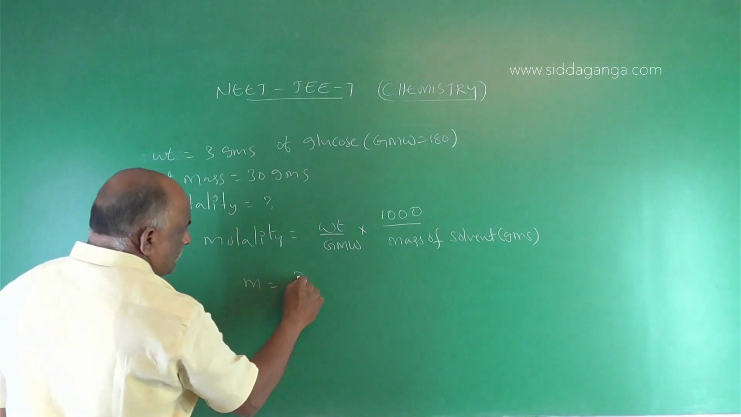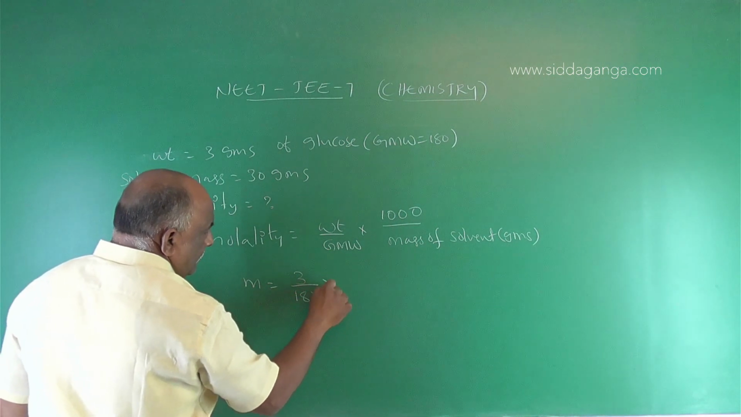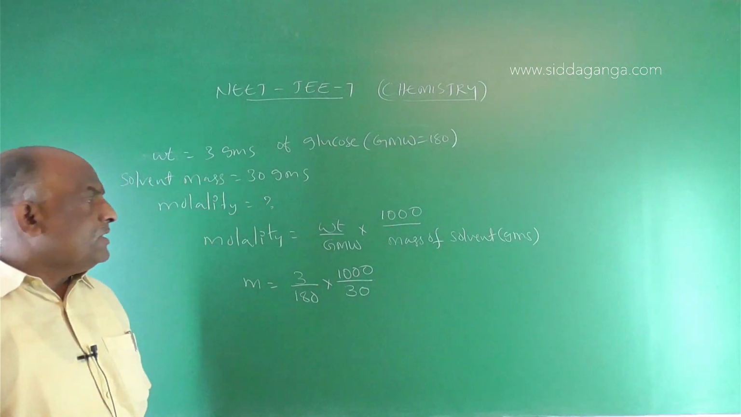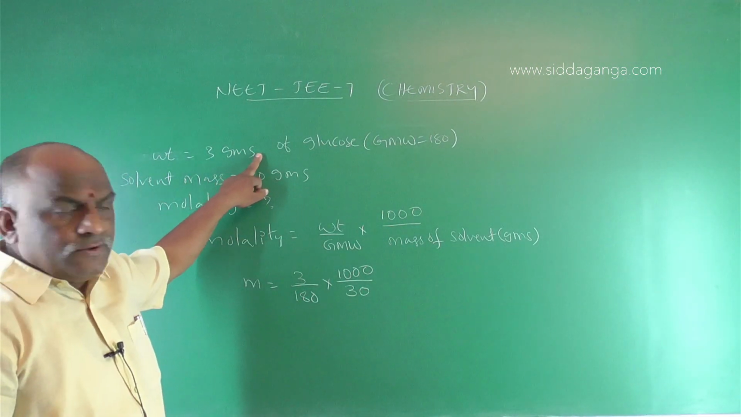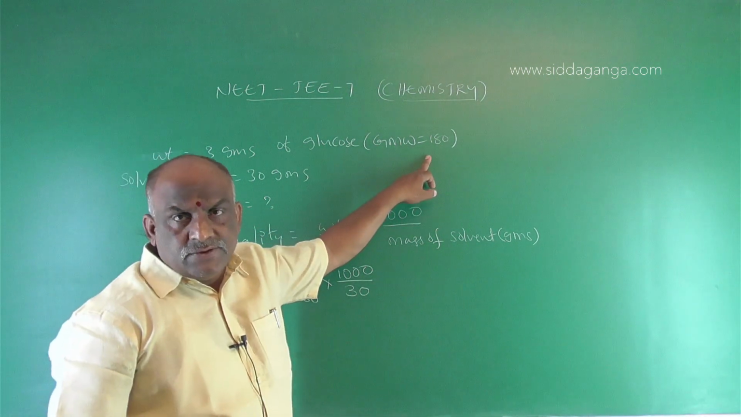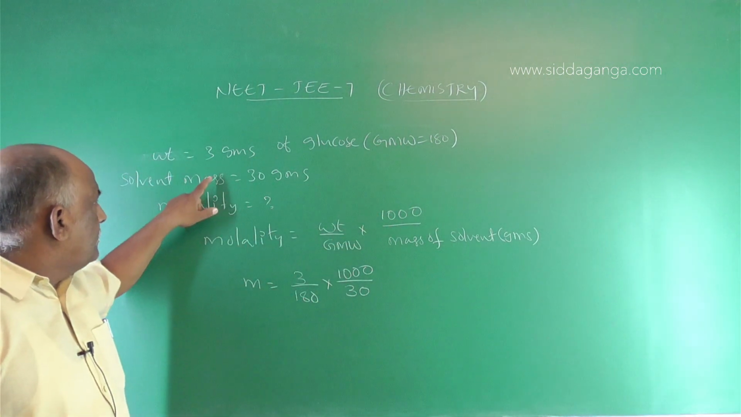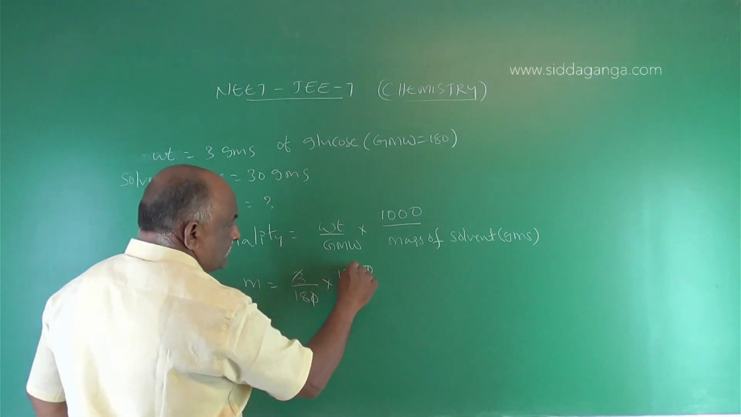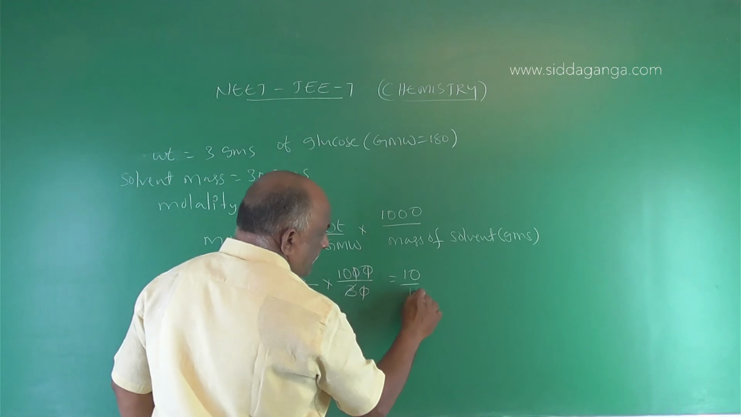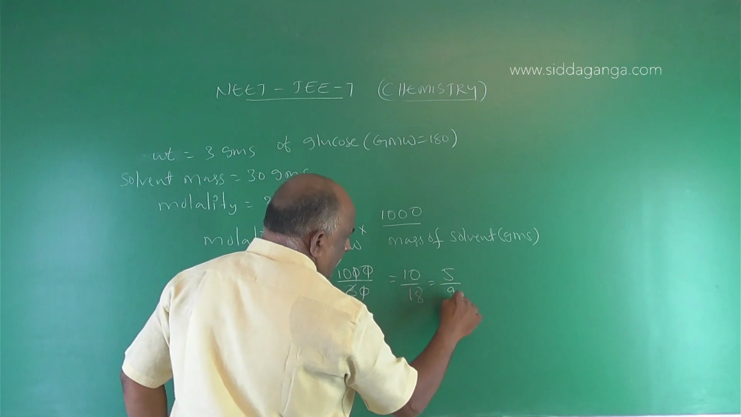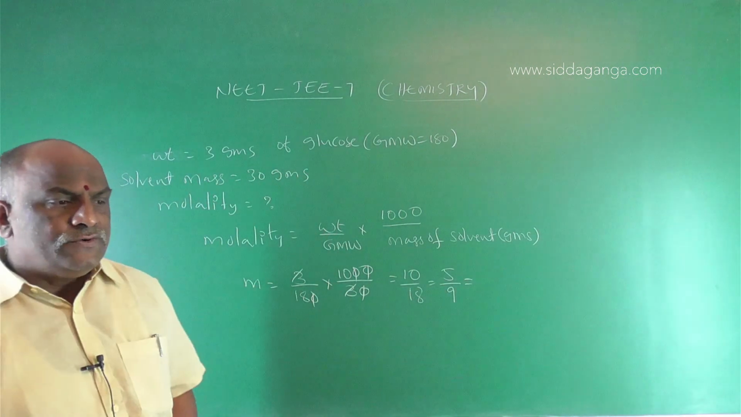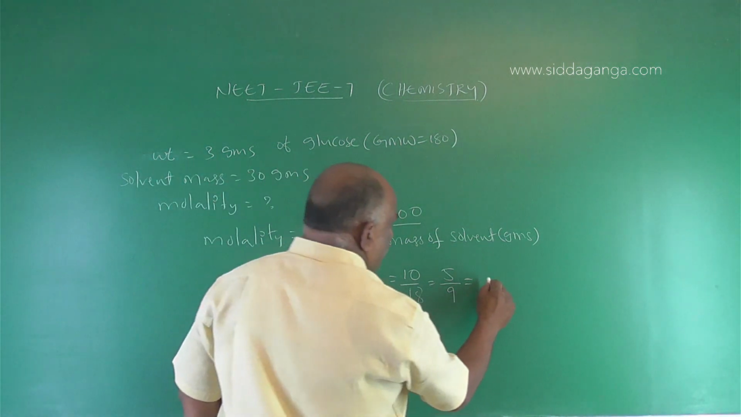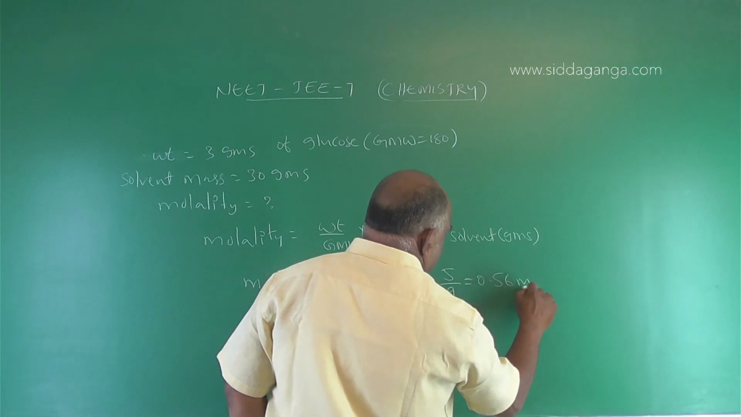Molality is equal to 3 by 180 into 1000 divided by 30. Here 3 is the weight of the solute, 180 is the gram molecular weight of the solute, and solvent mass is 30 grams. 3 gets cancelled, 0 gets cancelled, we will get 10 by 18. 10 by 18 is nothing but 5 by 9. 5 by 9 simplified, we should get 0.56 m. 0.56 m is the right answer.